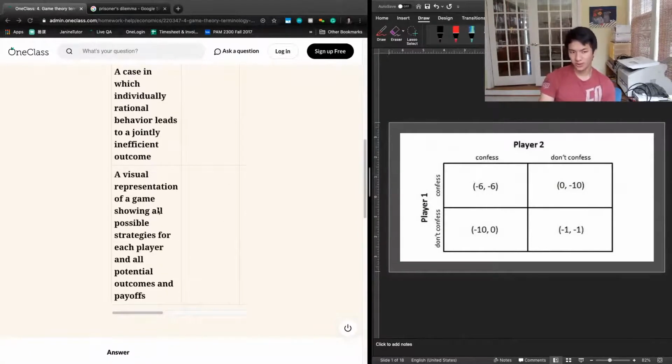And finally, our fourth definition, a visual representation of a game showing all possible strategies for each player and all potential outcomes and payoffs. That's what we see right here. This is an example of what we would call a payoff matrix. And that was one of the answer choices as well.